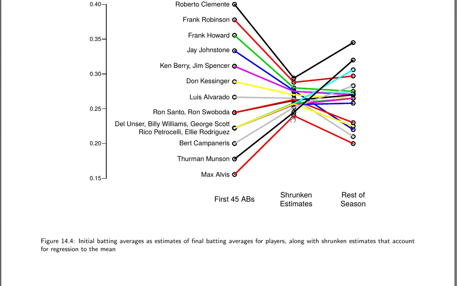Now, this analysis of discounting the observed proportions to give better estimates is not informed by any characteristics of the players or their previous success. So if we were to incorporate some prior information in a Bayesian analysis, we would incorporate the fact that Roberto Clemente was the great one, and this estimate of batting average for him wasn't so far off the mark because of his tremendous abilities and past success.